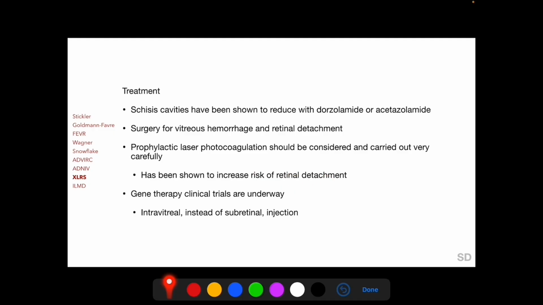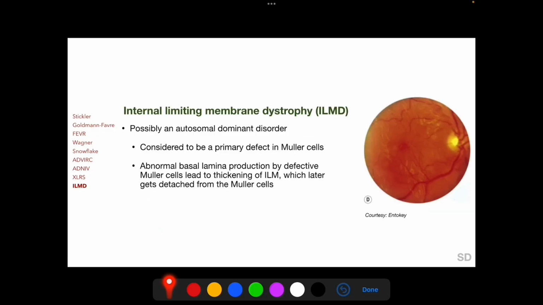Clinical trials for gene therapy in XLRS are underway, and we may note here that gene therapy for XLRS is administered intravitreally and not subretinally. Internal limiting membrane dystrophy, or ILMD, is the other inner retinal dystrophy, which is possibly an autosomal dominant disorder and is considered to be due to a primary defect in the Muller cells.